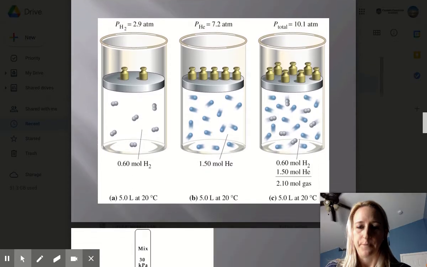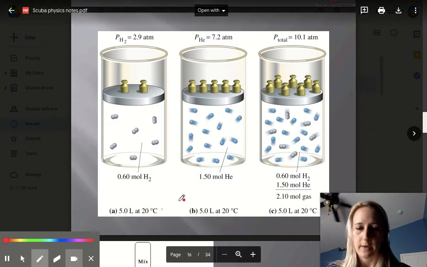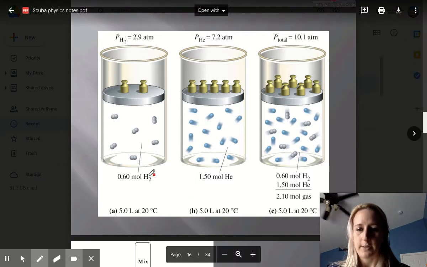I'm not going to be using moles too much because it's not chemistry class, but this is a good example. We have two separate gases. We have hydrogen and we have helium. In one container, it's just hydrogen. We have 0.6 moles of hydrogen. The second container, you have 1.5 moles of helium. We're using moles as a measurement of pressure. When you add these two together, they equal 2.10 moles of gas. That's the total pressure for this container. And notice it's at the same level.